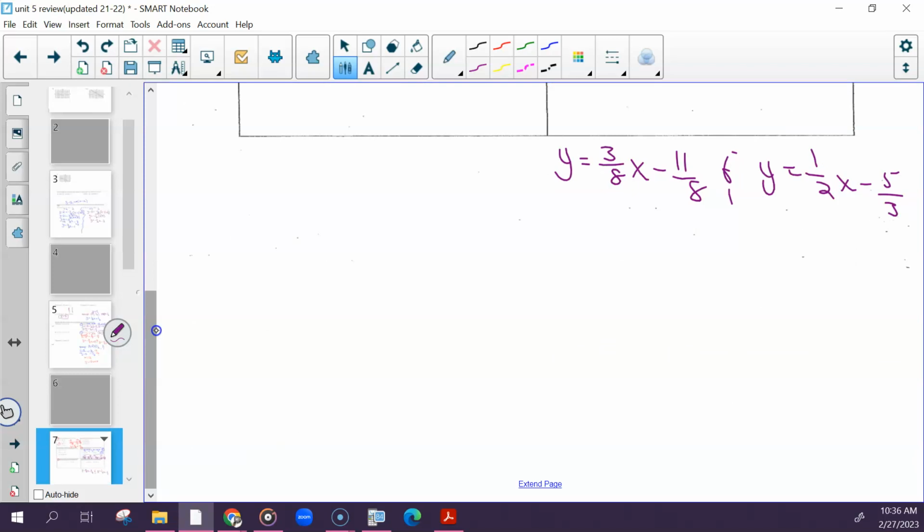Are those parallel, perpendicular, or neither? Say it louder. Neither. The slopes aren't the same. They don't have negative reciprocals. Those are neither.